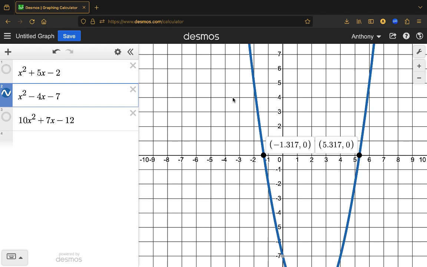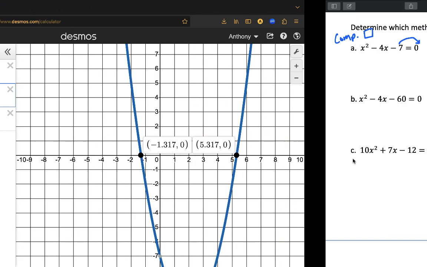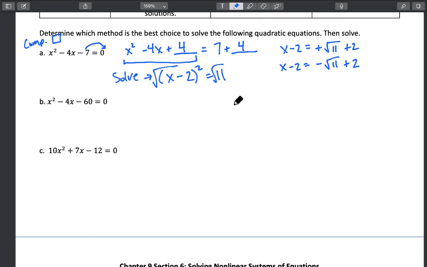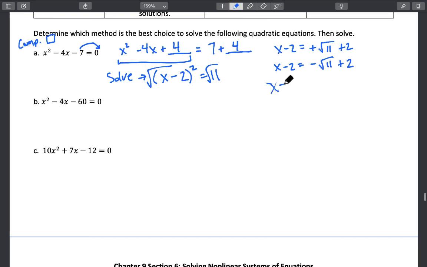We could also go ahead and check that on Desmos by graphing that original equation. Here's our original equation, x squared minus 4x minus 7, and you can see the two x-intercepts are negative 1.3 and positive 5.3. So we'll write down our two solutions here. X is equal to 5.3 and negative 1.3. All right, let's go on to our next example.